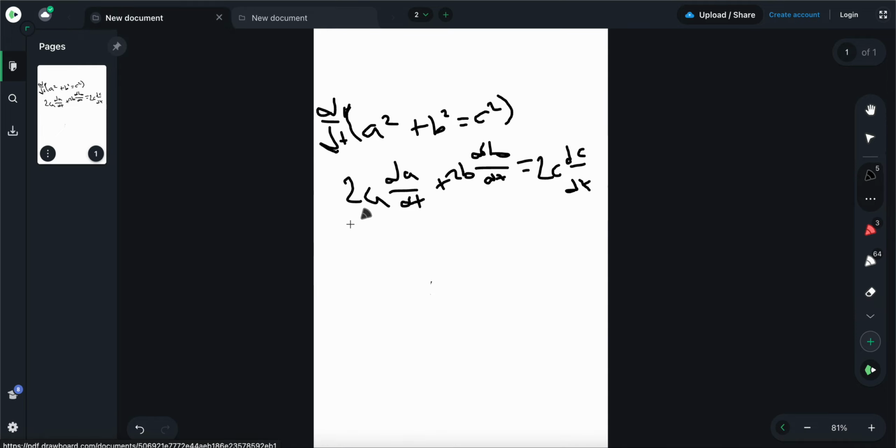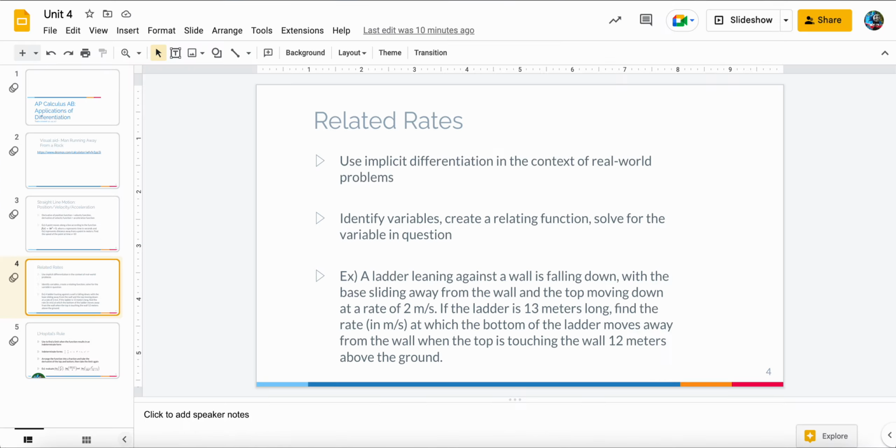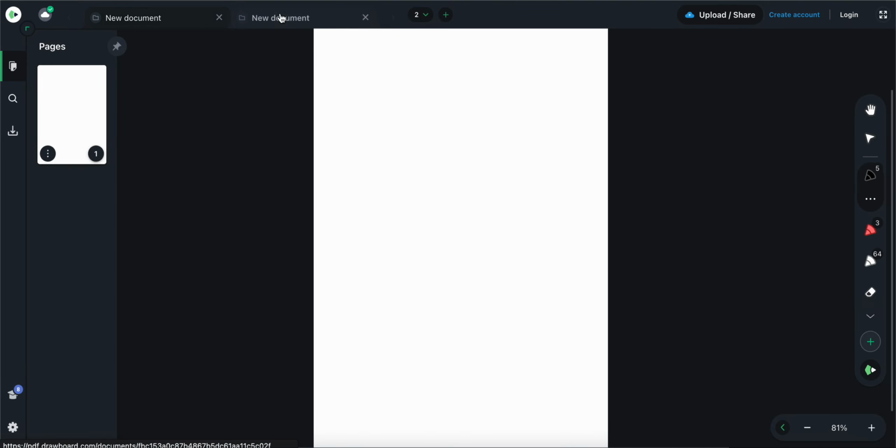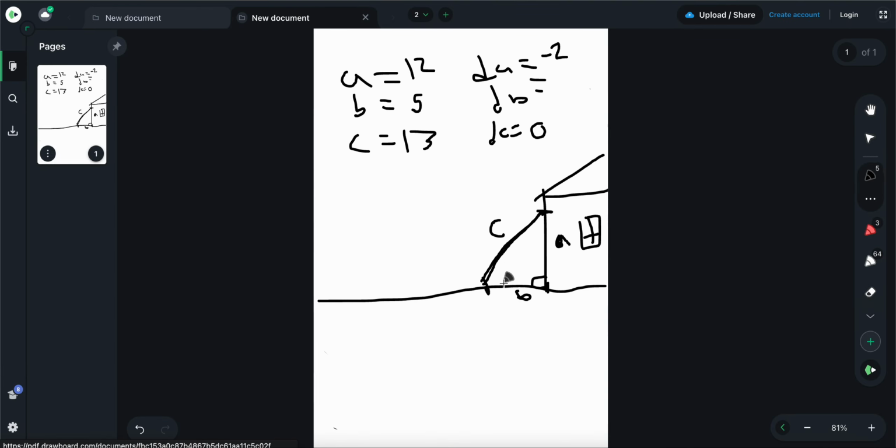So we can plug some of these in. We have 2 times our A, which is 12, and our dA/dt is -2. Doing the step of just plugging everything in right now. 2, our B is 5. And this is what we're looking for, dB. It says find the rate at which the bottom of the ladder moves away from the wall, which is going to be our dB/dt. This is the answer to our problem.